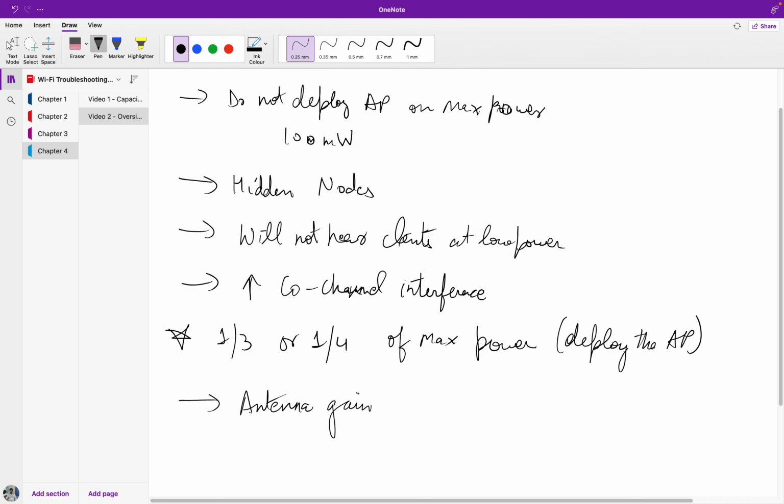Put an antenna with high gain on the AP, and that's going to extend your range further, instead of increasing the power, which can cause a lot of damage. Have the antenna gain working for you, and you should be okay.